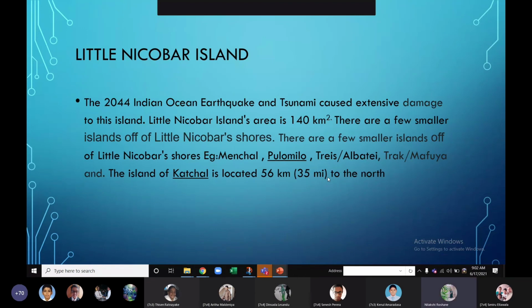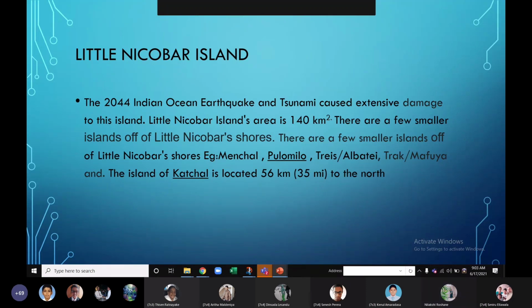So now we are going to talk about Little Nicobar Island. The 2004 Indian Ocean earthquake and tsunami caused extensive damage to this island. As you can see, I typed 2044. Actually, it should be 2004. I'm really sorry. Anyway. Little Nicobar Island's area is 104 square kilometers.